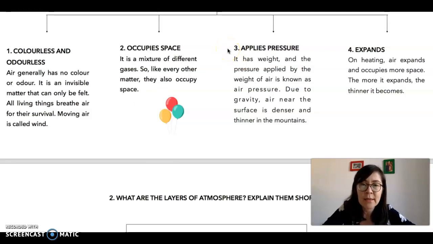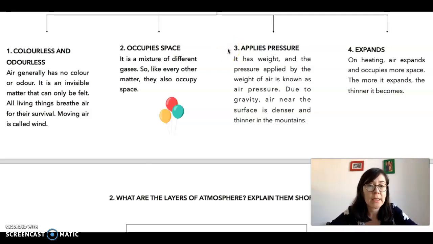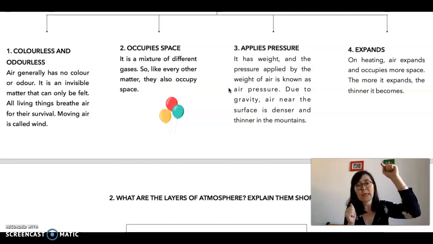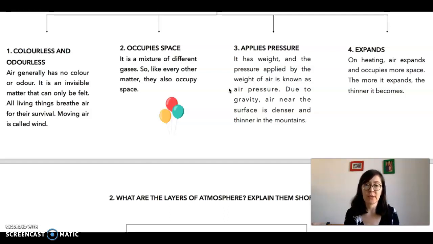Number 3, air applies pressure, okay? It has weight, and the pressure applied by the weight of air is known as air pressure. And due to gravity, air near the surface is denser. So everybody, air near the Earth's surface is very dense. If you remember the particles, for example, the particles of air are closer to each other because it is dense, it is heavy. But if you go up, for example, in the mountains, the air gets thinner. Okay, so it is not very heavy, it gets lighter.